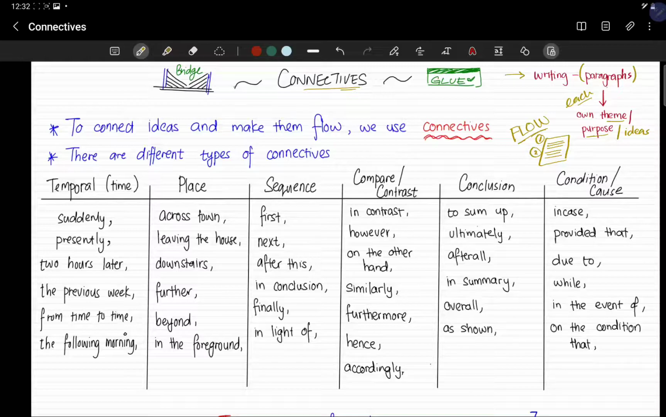So how do we do that? We glue them together using connectives. So essentially, we use connectives as a bridge that connects one idea to the next. There are different types of connectives that we can use.